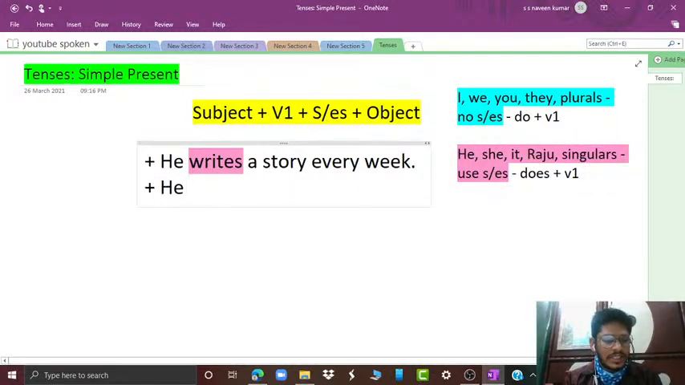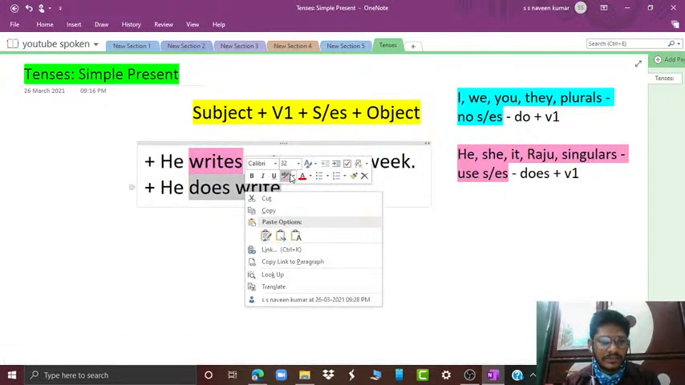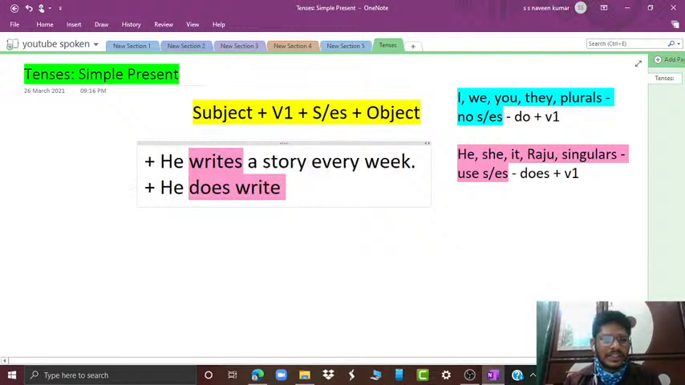Suppose he is the subject. Writes, S or ES is there. Whenever we use S or ES, we have to split that into does plus V1. Means he does write. So he does write. This is the way we have to split. He does write, and the remaining part is the same.